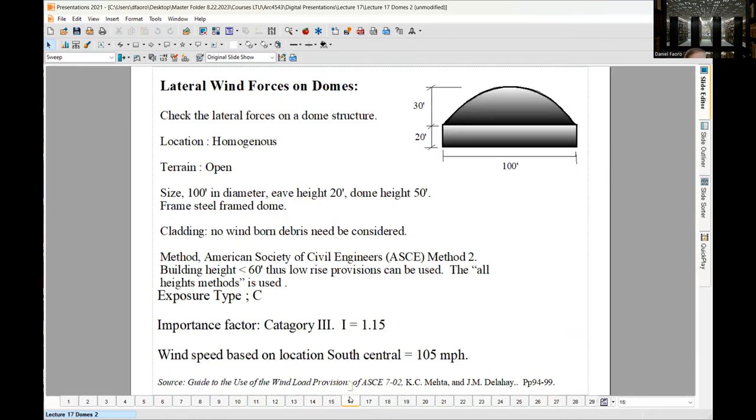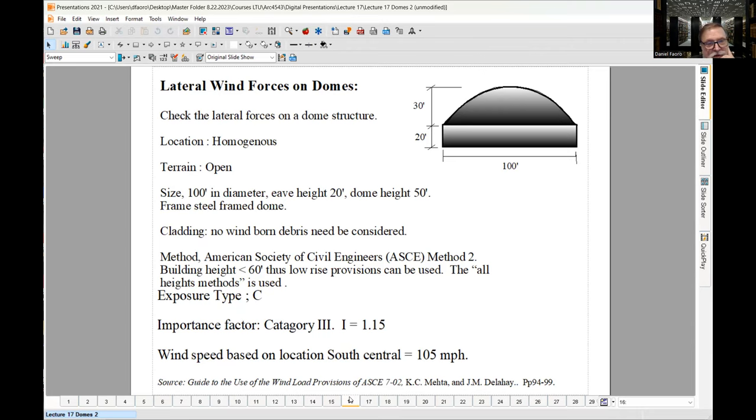All right, we haven't looked at wind forces for a while, but let's take a look at a dome surface for lateral load. Dome is 20 feet tall off the ground with just a cylindrical straight wall at the base. And then the dome surface itself goes up to 50 feet, or the upper 30 feet. It's 100 feet in diameter. Open terrain, again, eave height 20 feet, dome height 50 feet, framed in steel.